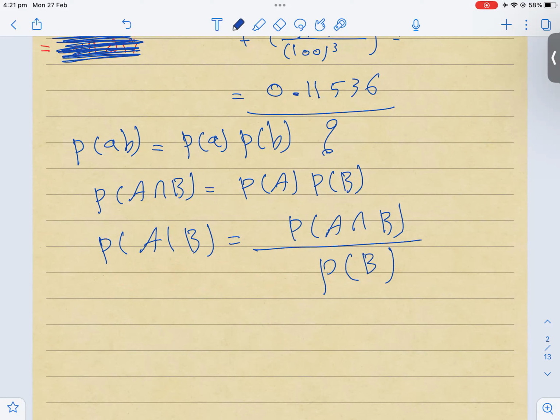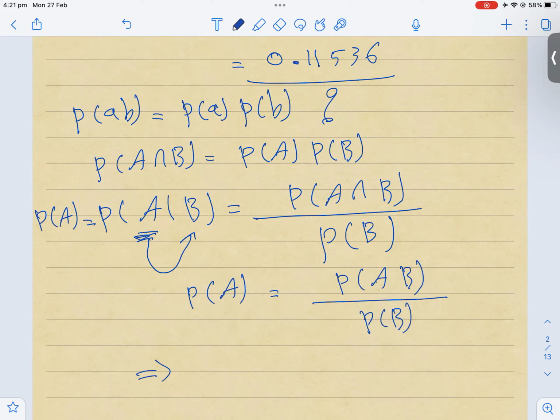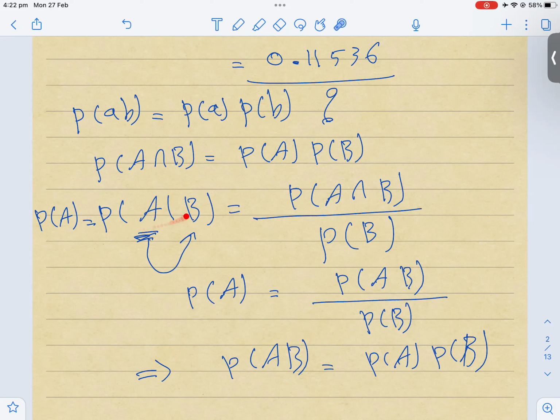Probability of B. So this means probability of A, but I restricted my world to B. Let's assume that A doesn't depend on B, so the answer of this one is probability of A. Therefore probability of A equals probability of A intersection B, or AB, over probability of B. From here, probability of AB is equal to probability of A times probability of B, because A is not conditioned on B, so this conditional probability is just probability of A. Therefore, I am able to write the probability of intersection, AB, as this.